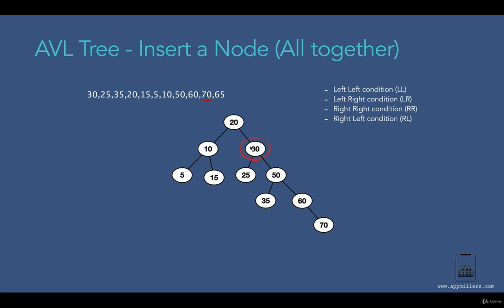Now after addition we can easily see that 30 over here is disbalance node, because the left subtree's height is 1 and the right subtree's height is 3, and the difference between them is 2.